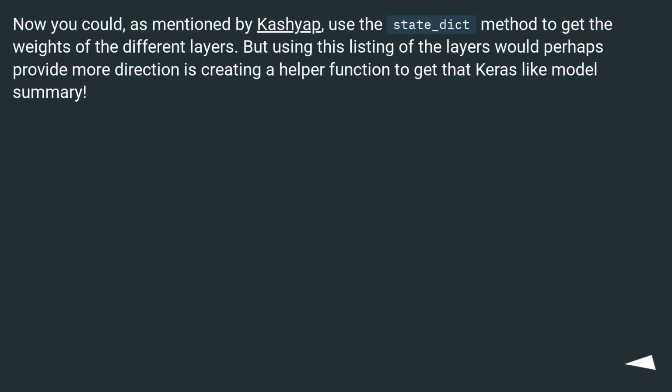Now you could, as mentioned by Kasyap, use the state_dict method to get the weights of the different layers. But using this listing of the layers would perhaps provide more direction in creating a helper function to get that Keras-like model summary.